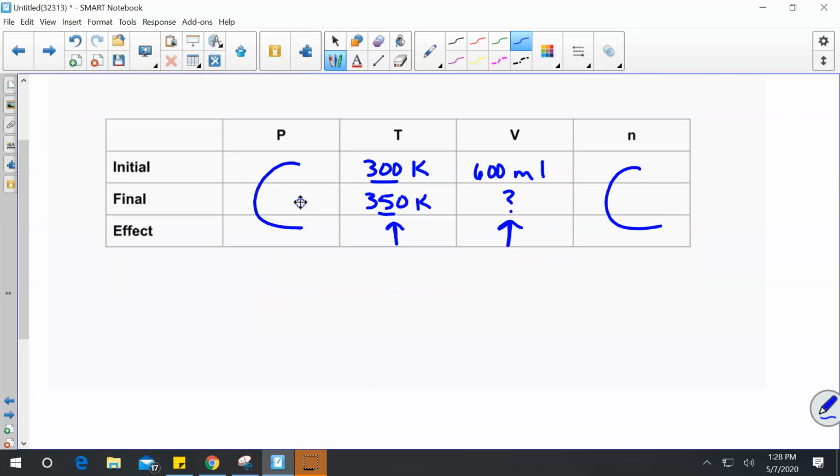So to set up my problem, I'm going to start with 600 milliliters of my gas times, I want this to increase, so I'm going to go 350 Kelvin over 300 Kelvin. I'm going to multiply it by a ratio that's going to give me a larger number. My answer is 700 milliliters.